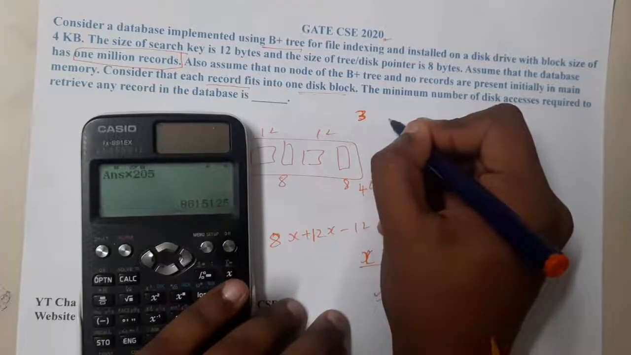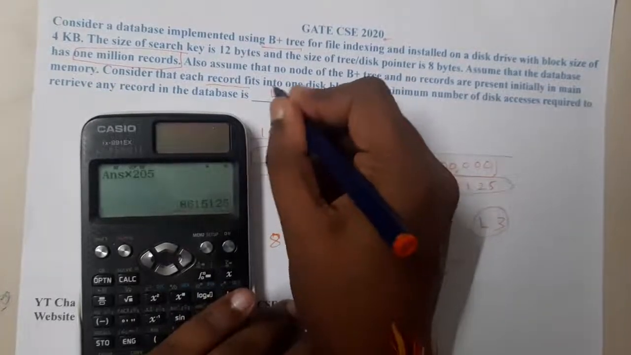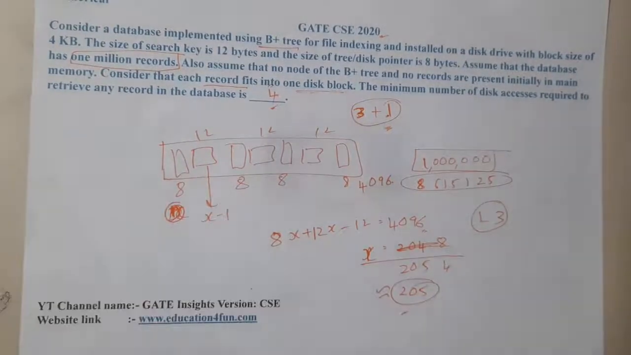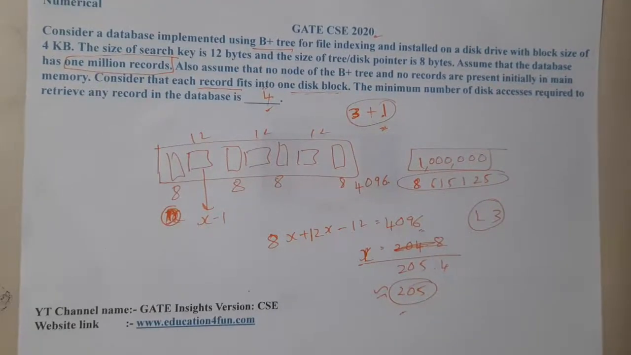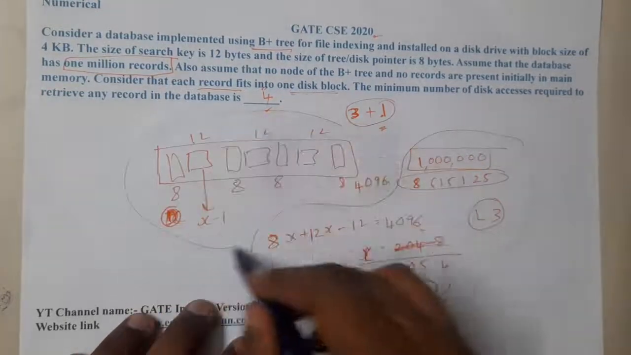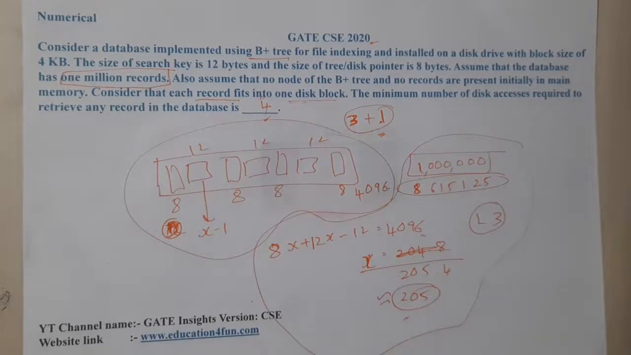Once you find the particular page number, to go to that page you need one additional access. So with 4 levels, or a minimum disk access of 4, we can retrieve the data. This is a quite interesting question, a combination of two concepts: indexing as well as the structure of B plus trees. I hope everyone got a clear idea.